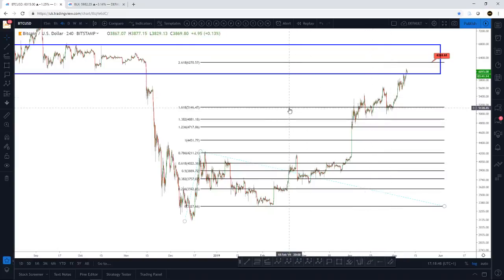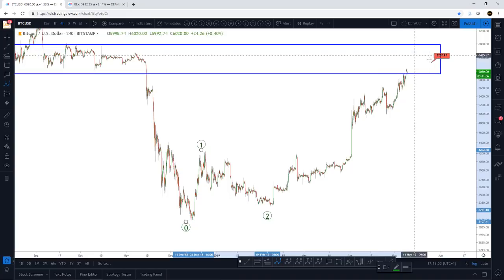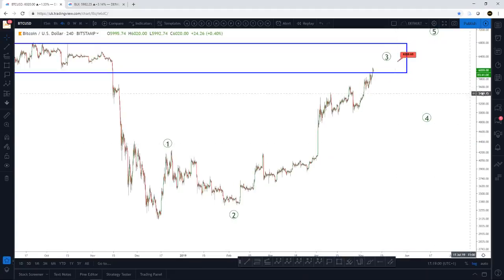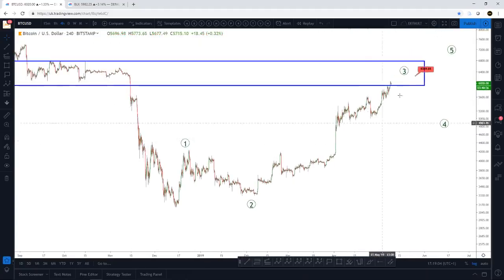Now, let's just label it so it's a bit clearer. If that's our wave 1, 2, 3 up to here, 4, 5 even higher. These are just randomly plotted, but the wave 4 and 5. The wave 3 could certainly perhaps come up to the 6,200. Let's look at the subwave count for wave 3 now.